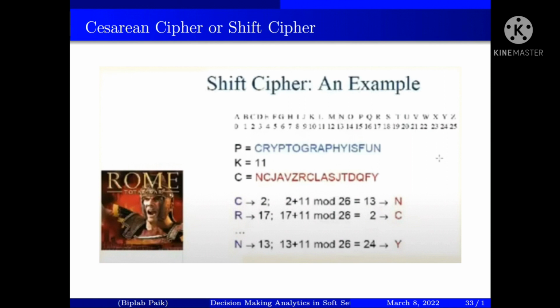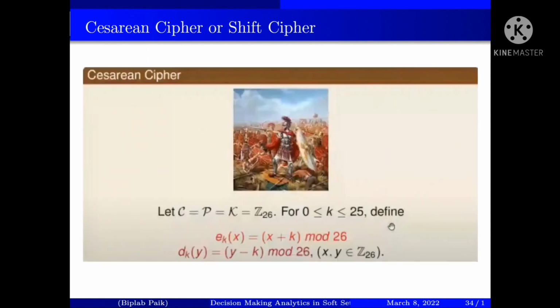When the commander gets this message, he will cyclically shift every alphabet 11 times to the left, and he will get back the original message. Mathematically, the shift cipher is a 5-tuple. The first component is P, the set of all plain text. The second component is C, the set of all ciphertext. The third component is K, the set of all keys. The fourth component is EK, the encryption rule, and the fifth component is DK, the decryption rule. Here C, P and K are Z26. EK(x) is (x plus k) modulo 26 and DK(y) is (y minus k) modulo 26, where x and y belong to Z26. Here the possible number of k is 26, so the size of the key space is 26.